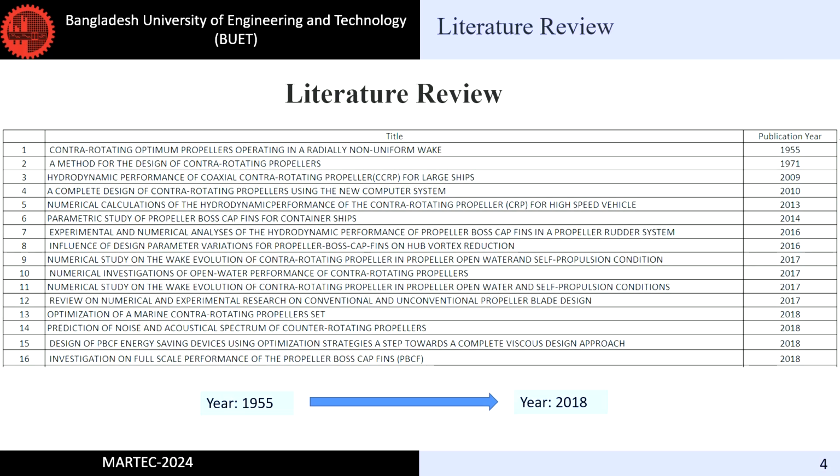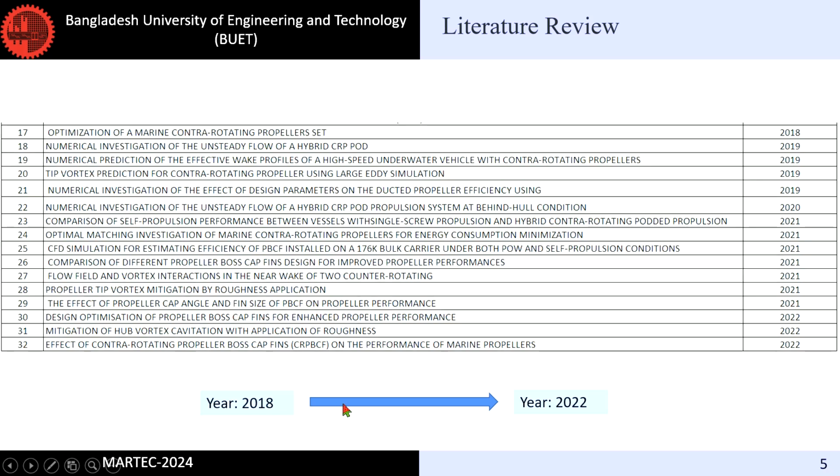As you can see here, we have done an extensive amount of literature review on the topics of various propulsion systems, energy-saving devices, and how they improve the propulsive efficiency of a ship, dating back from 1955 to recent years. However, we will try to summarize the key papers in this presentation.